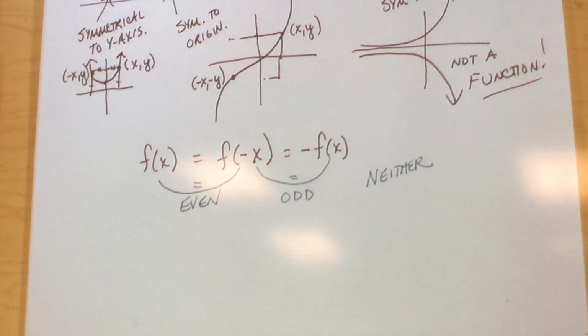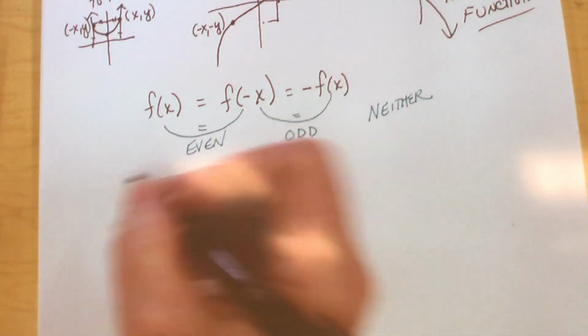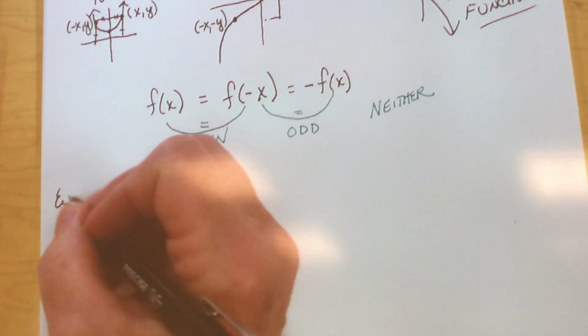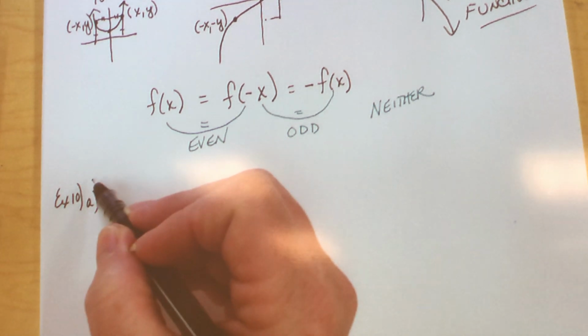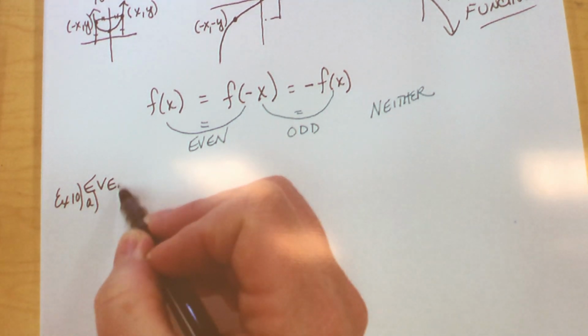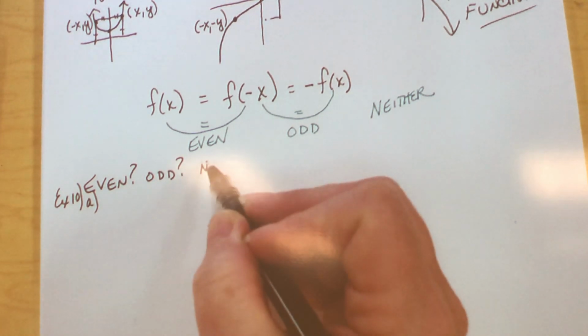This is easy, guys. Okay, this is easy peasy. All right, so here we go. In section 1.3, we're going to start with example 10, and I'm going to do A. Here's what I want to know. Is it even? Is it odd? Or is it neither?